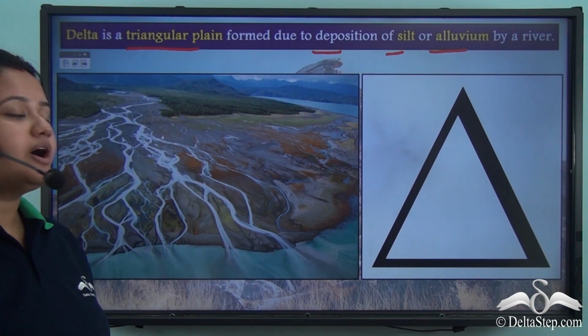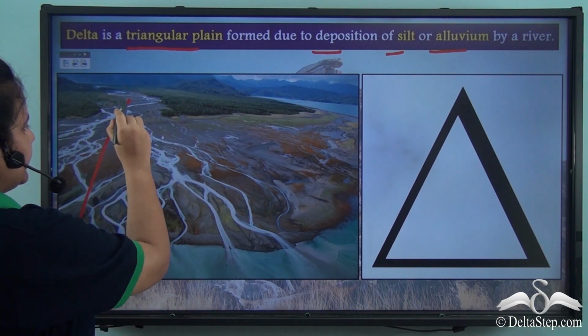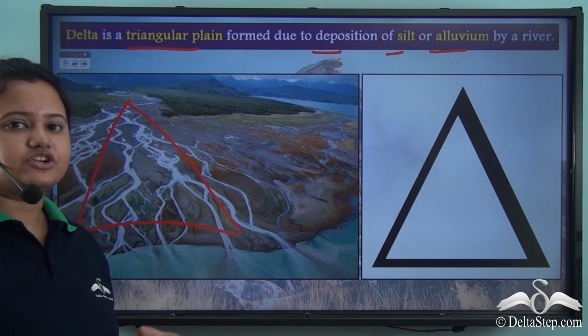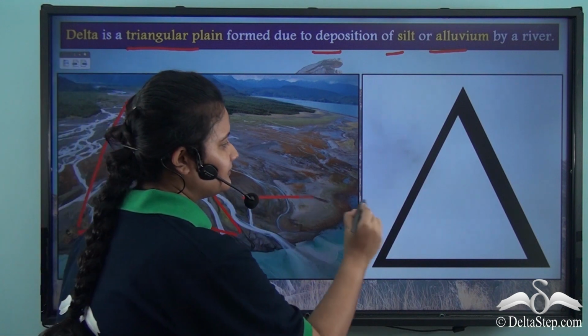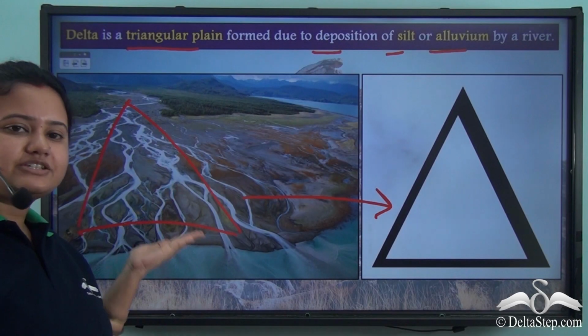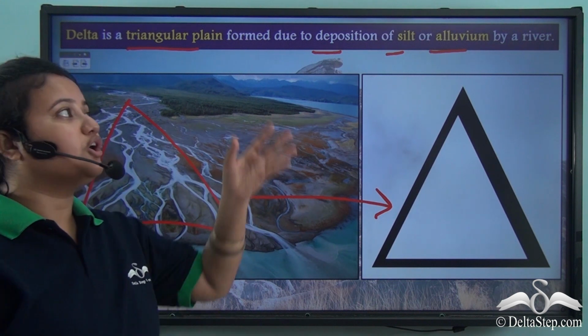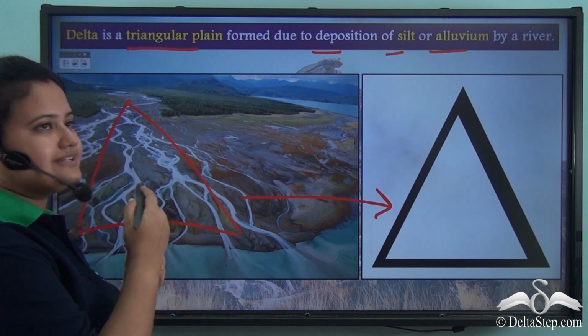See, here we have a picture of a delta, and we can see that it's a triangular shaped alluvial plain. Now this feature formed by a river looks like a Greek letter delta. So this triangular shaped alluvial plain formed due to deposition of silt and alluvium brought by rivers is called a delta.